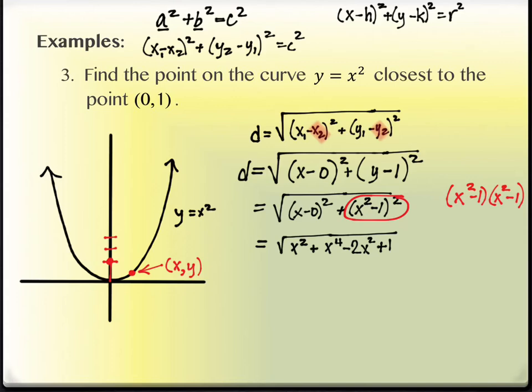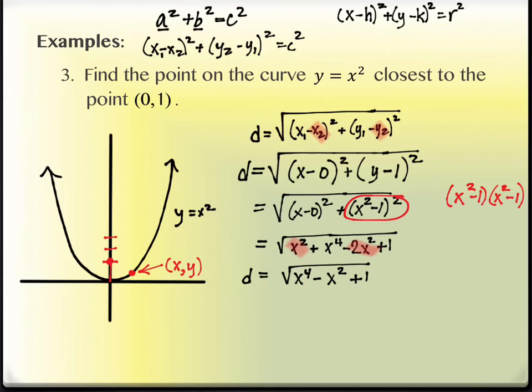All right, so we're going to clean this up. Obviously, the x to the 4th can't combine with anything, but the x squared and the negative 2x squareds can. That gives me negative x squared, right? And then I have plus 1. This is the most simplified version of the distance formula that I'm going to be able to accomplish.